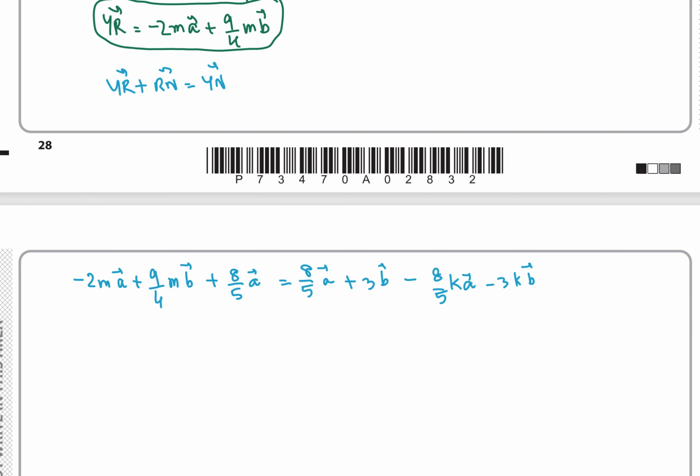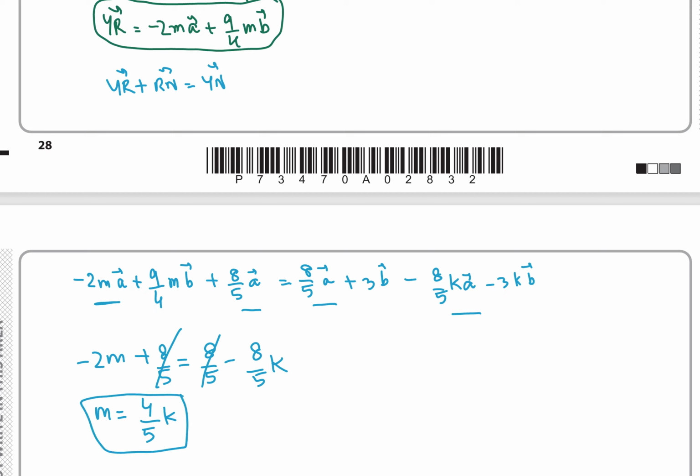For the a parts, a is here, here, and here. We can cancel the 8 over 5, but we will do it a bit later. We write it down first. So minus 2m plus 8 over 5 is equal to 8 over 5 minus 8 over 5k. And we cancel it now. So then we get m is equal to, the minus signs go away, 2 times 4 is 8, m equals 4 over 5k.